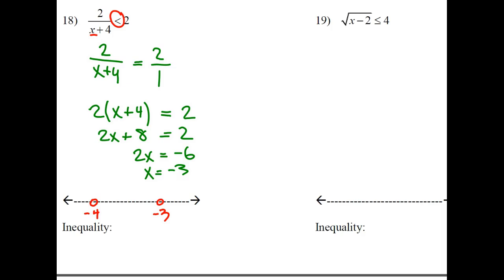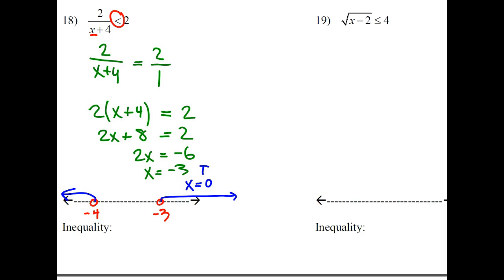So I'm going to go ahead and test an easy number. What's an easy number to test? 0. Test 0 for x. Put 0 in there. 2 divided by 4. That's a half. Is a half less than 2? True, it is. So my solution's out there. My solution is also there.